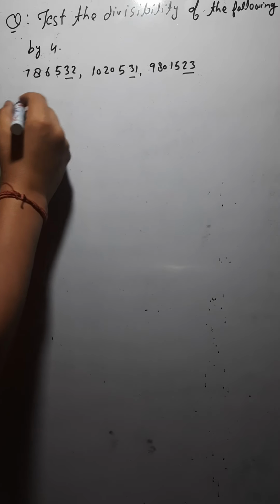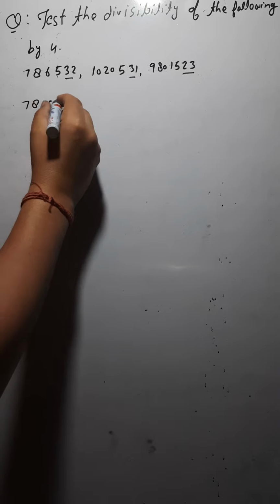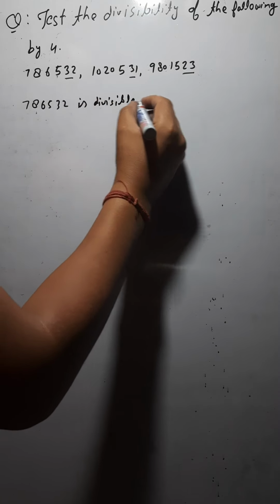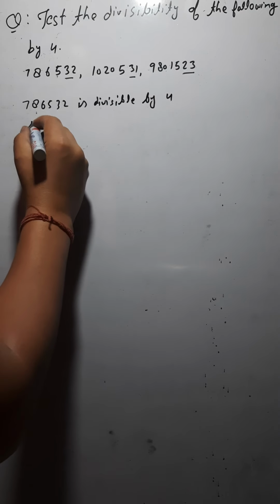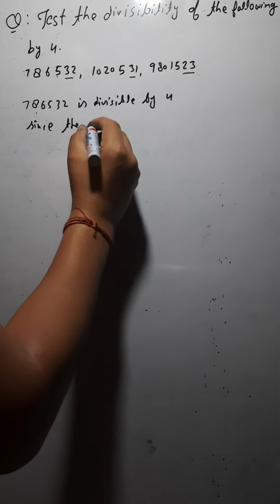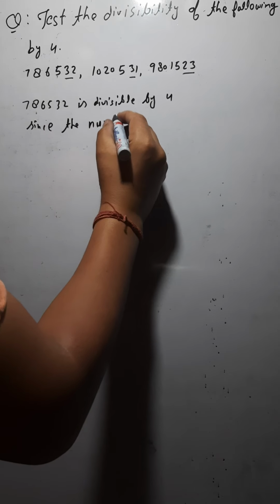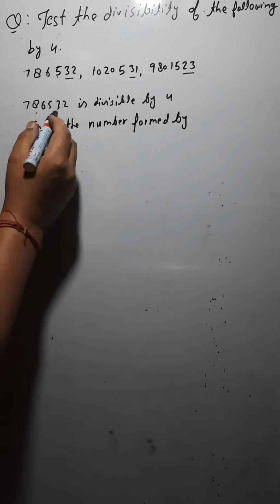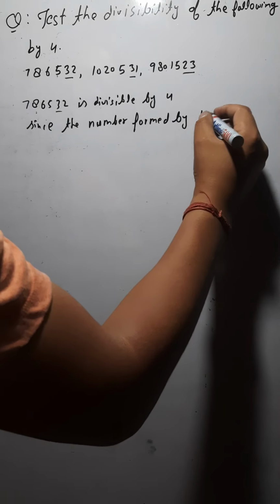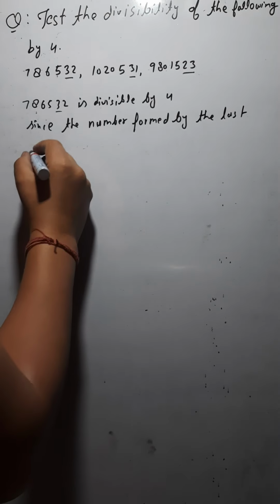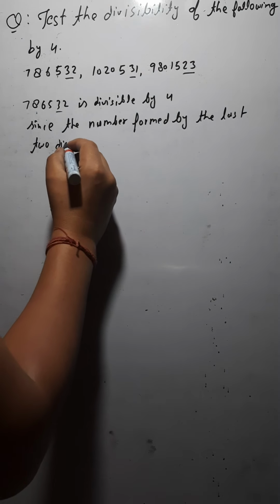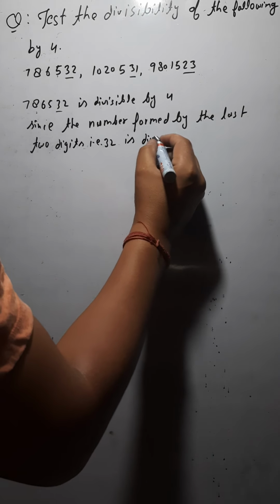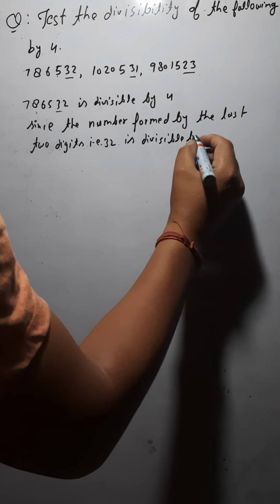So you would write here, 7865232 is divisible by 4. Why? Because the number formed by the last two digits, what is the number? That is 32, is divisible by 4.